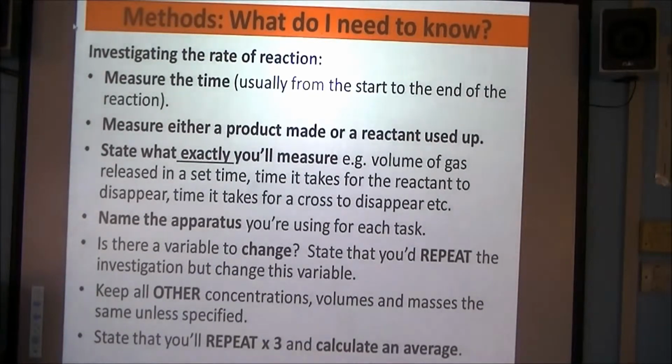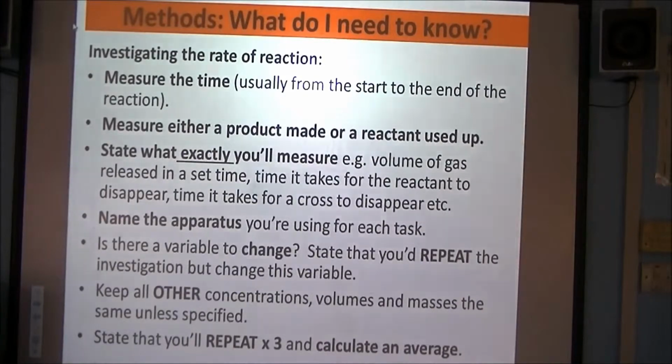Right, is there a variable that you're going to need to change? Have they asked you to investigate, for example, temperature? Have they asked you to investigate concentration of one of the chemicals? You must make sure that you simply state that you're going to repeat the investigation, whatever you've said you're going to measure and however long you said you're going to measure it for, but repeat it again, but changing that variable. So it might be repeat the experiment, but this time use a water bath to change the temperature of the reactants, or repeat the investigation, but the next time use these different concentrations of your acid or an alkali or any other named solution.